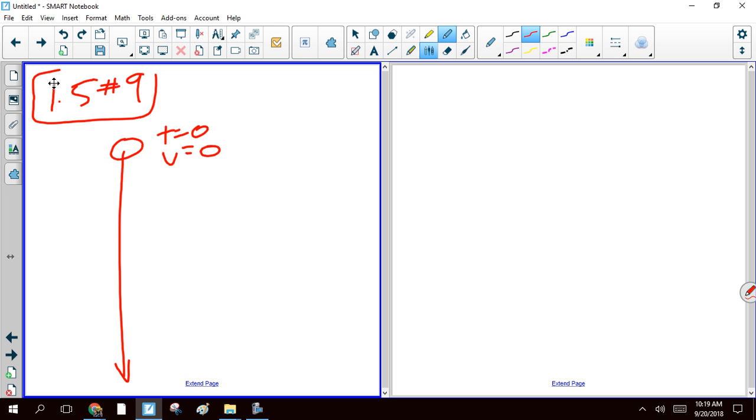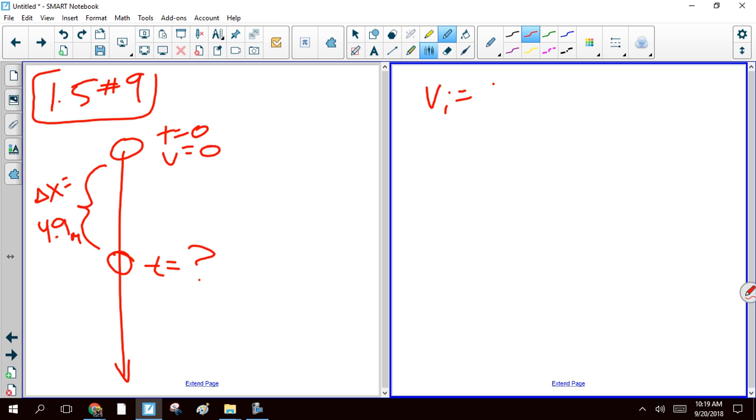In part A, it tells us that it has fallen 4.9 meters. So delta x equals 4.9 meters, and the question wants to know what the time is to get there. Let's write down what we know about that time interval. Our initial velocity is 0. Our displacement is 4.9 meters. That feels like not enough to go on. We're looking for the time. I guess I can write that down. What else, you guys?